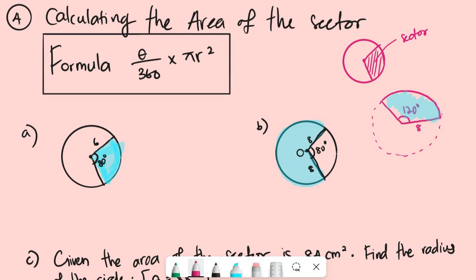So the formula for the area of the sector would be theta, which is the angle at the center here, divided by 360. Why divided by 360? Because the angle at a point is 360 degrees, times pi r squared. Since we are finding the area, we have this times the area of the circle. Okay, so this is the formula. Now let's get into some examples.